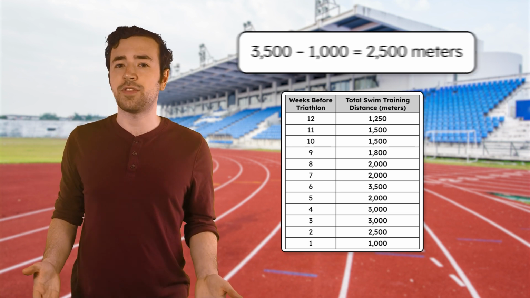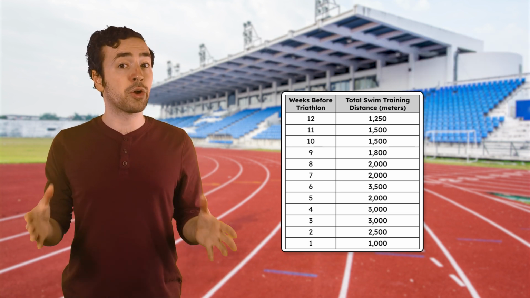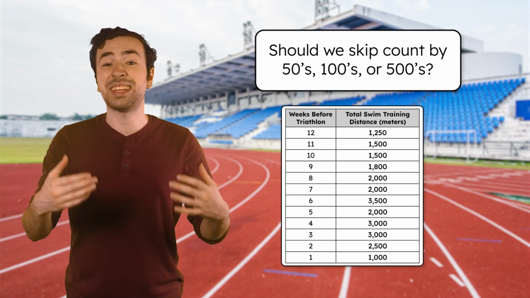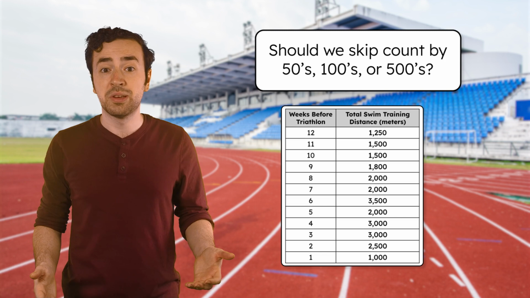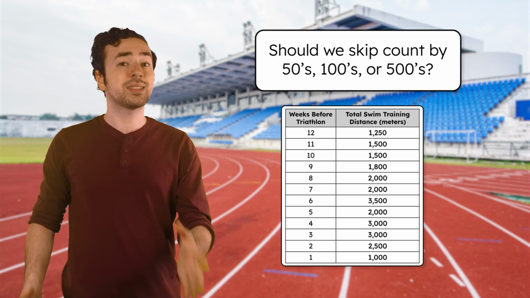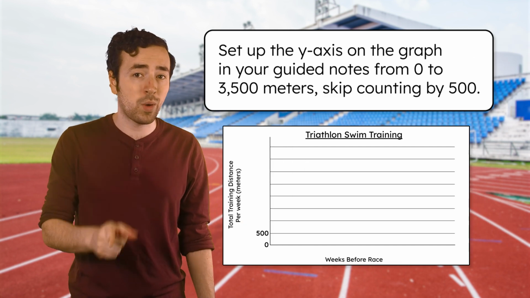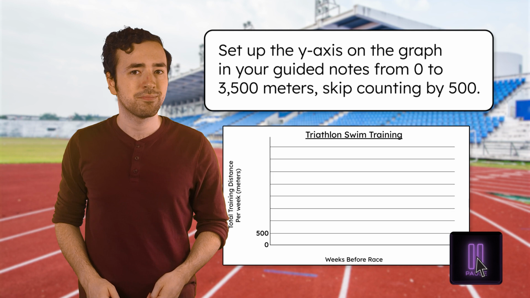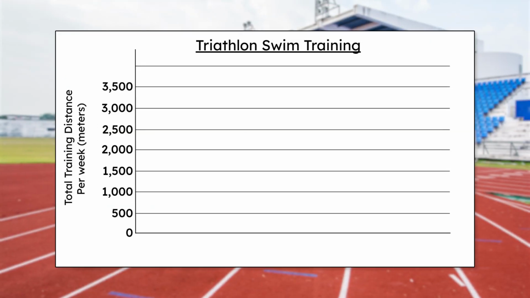With a range of 2,500, we need a scale with bigger intervals to display our data clearly. Do you think we should skip count or set a scale that goes by 50s, 100s, or 500s? Since these are large numbers over 1,000, using a large scale, such as skip counting by 500, is best. Pause here to set up the scale on the y-axis on the graph in your guided notes. Does your graph look like mine so far?